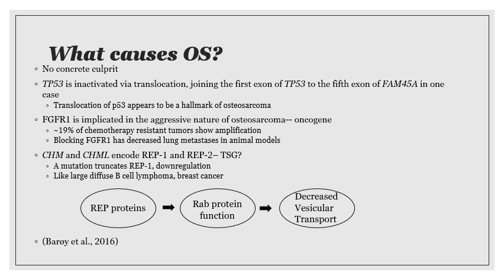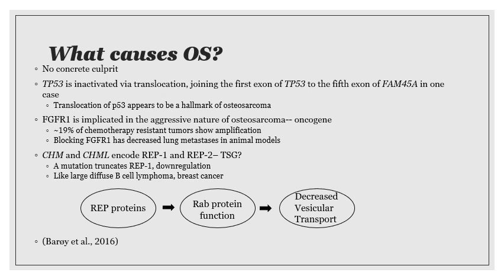So when we ask ourselves what causes osteosarcoma, we're confronted with the rather grim reality that we don't know. Unlike in breast cancer, where we've been able to nail down the culprit to say HER2 or being triple negative, there's no concrete culprit for osteosarcoma because the length and breadth of the research just isn't there. We have been able to identify p53 mutations, as in many other cancers, but p53 is inactivated via a very unique mechanism in osteosarcoma. The TP53 gene, which encodes the p53 protein, is actually inactivated by translocating the first exon of that gene to the fifth exon of FAM45A. This causes both protein products to be inactivated.